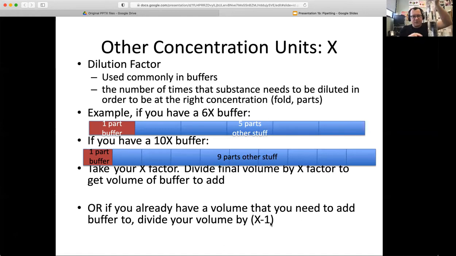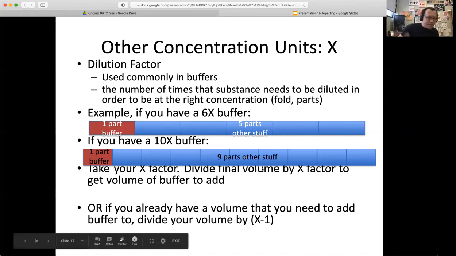It's the two different ways. So one, if you're going to make a target volume, so if we're going to put 100 milliliters in here and then add water, that's just the total final volume divided by 10. If you're already starting with a volume, like what I have here, you'd take this total volume divided by 9, with 9 being x minus 1 in this example.